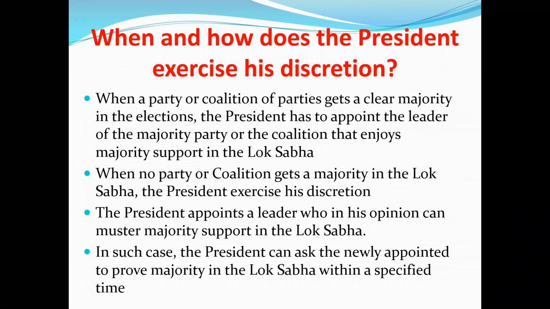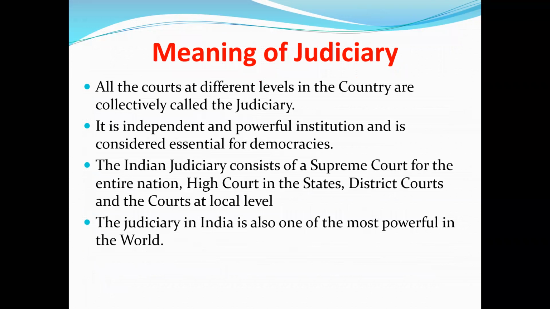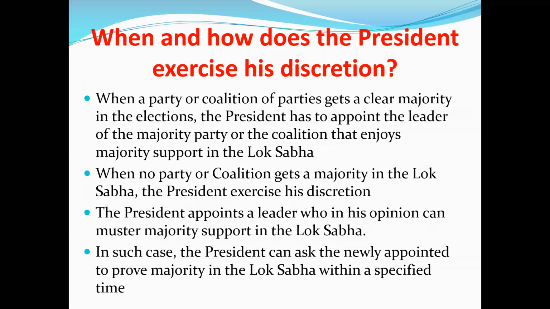13 days उनको दिया गया था majority को prove करने का, but Atal Bihari Vajpayee and his political party could not prove their majority in parliament and the government was dissolved within 13 days. 13 दिन में government फिर से dissolve हो गया. Again an election was conducted in our country. So the remaining part we will continue in the next lecture.